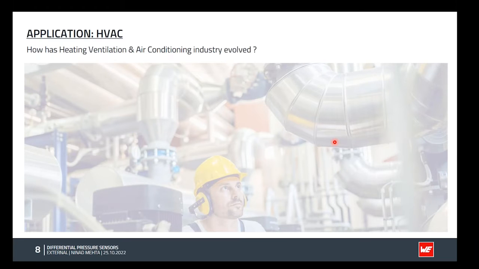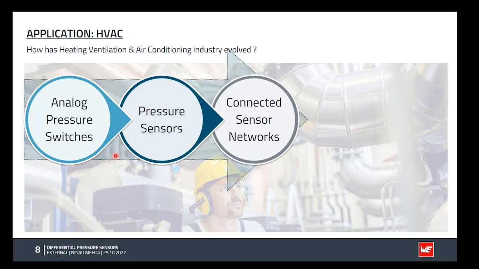Let's have a look at the HVAC application in detail and how the HVAC industry has evolved throughout the years. Because of climate change, more and more HVAC systems are now being employed, and they are being made better and better throughout the years. Initially in these systems, analog pressure switches were used. Now we are using pressure sensors, with which you can, for example, control your smart thermostat and have perfect air quality or air temperature inside.